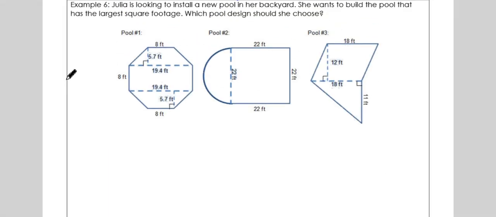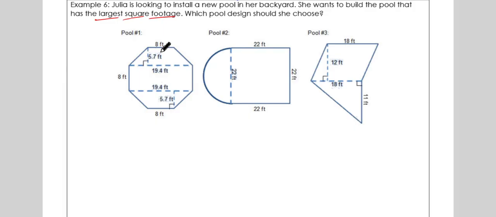All right, last one. We have these 3 shapes. Julie's looking to install a new pool in her backyard. She wants to build a pool that is the largest square footage, the biggest area. Which pool design should she choose? All right, so we're not going to just judge based on the picture. We're going to find the area of each of these shapes and then compare them.